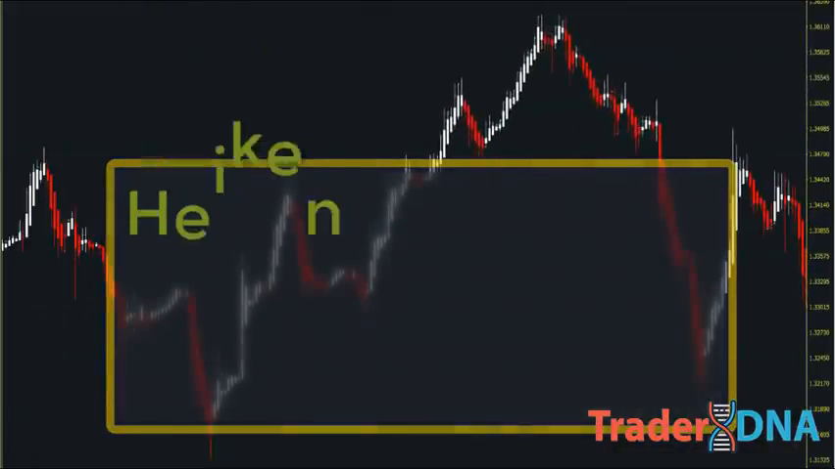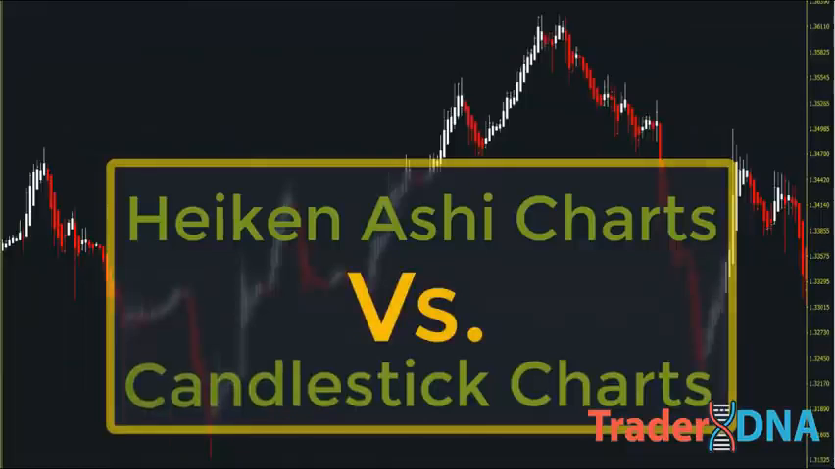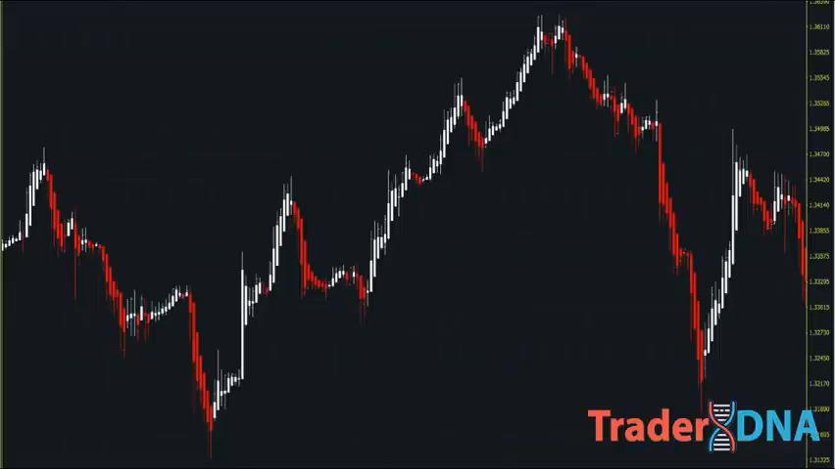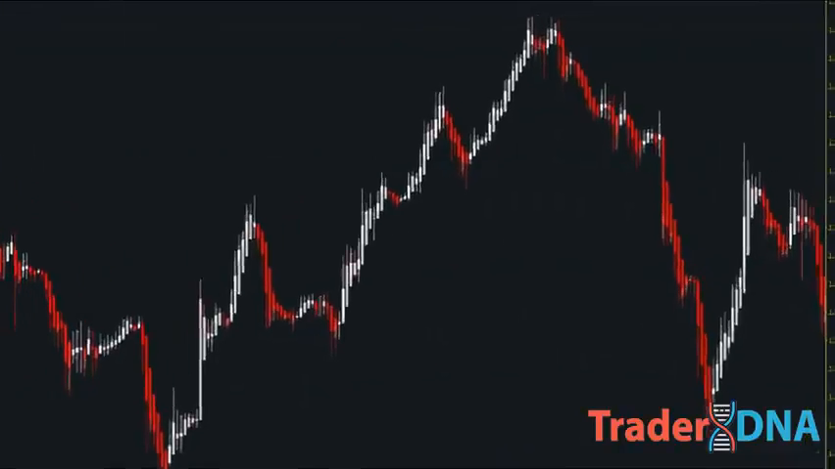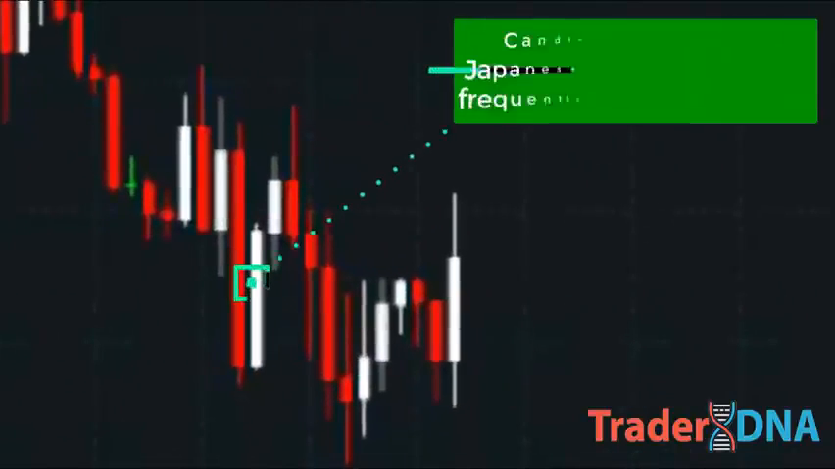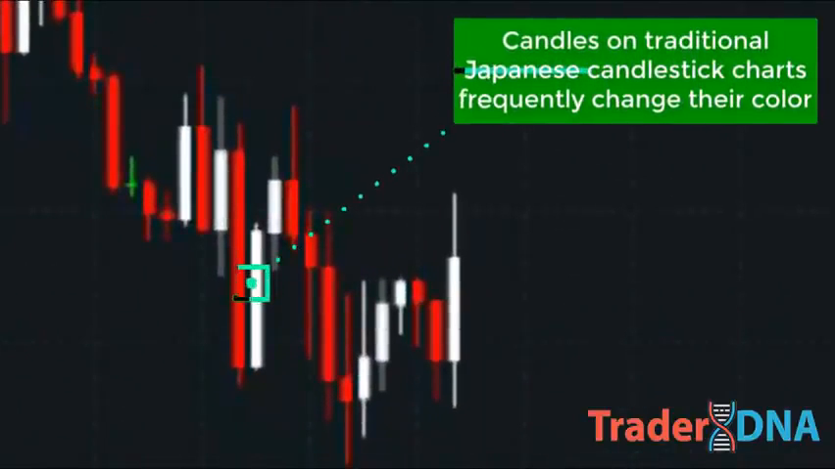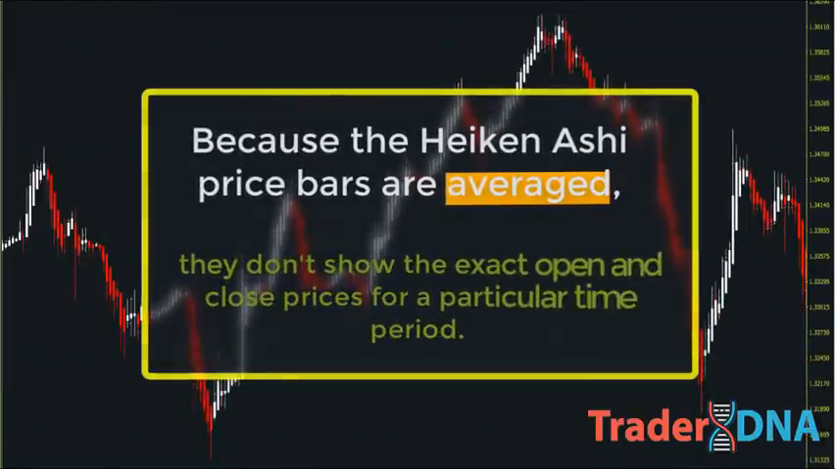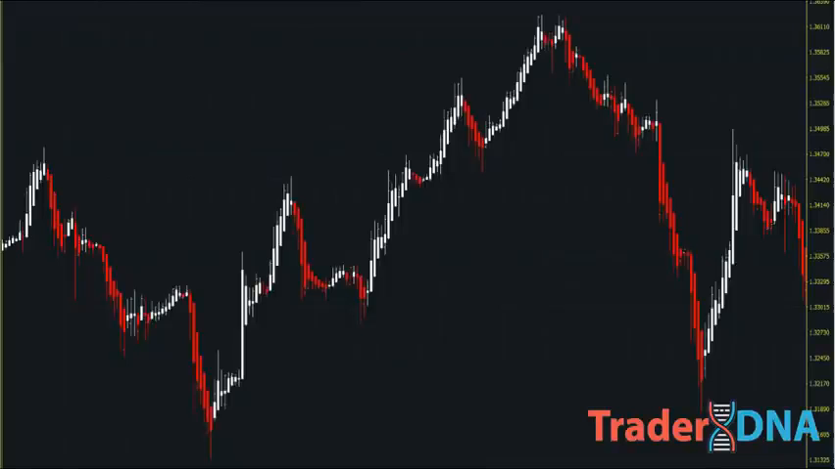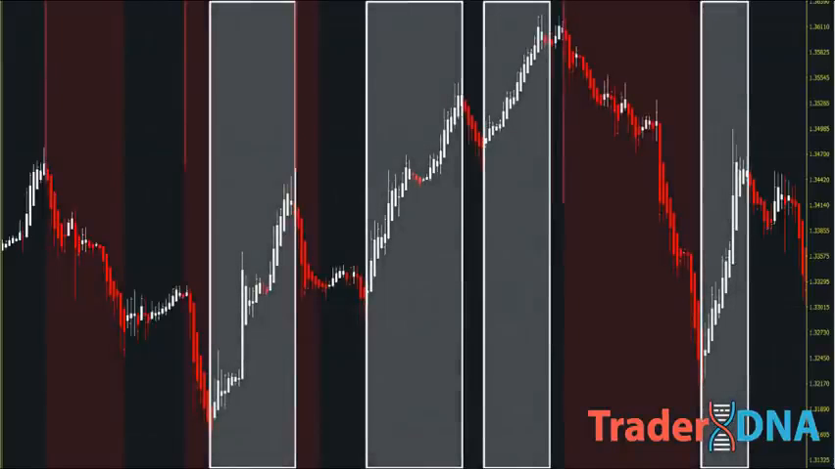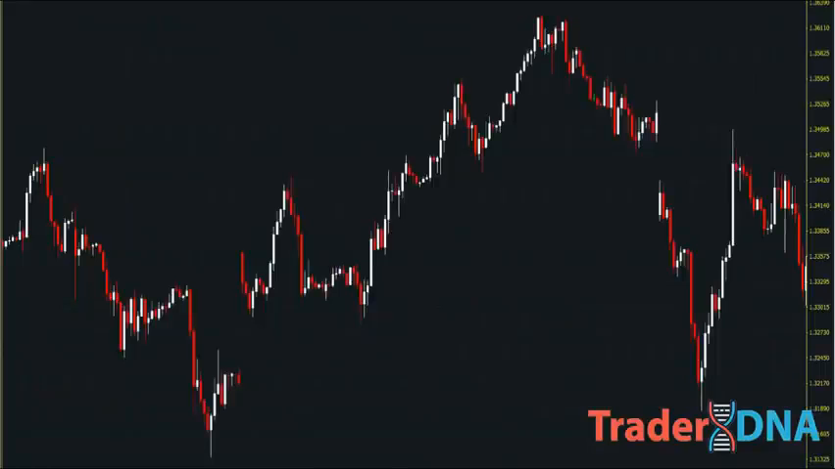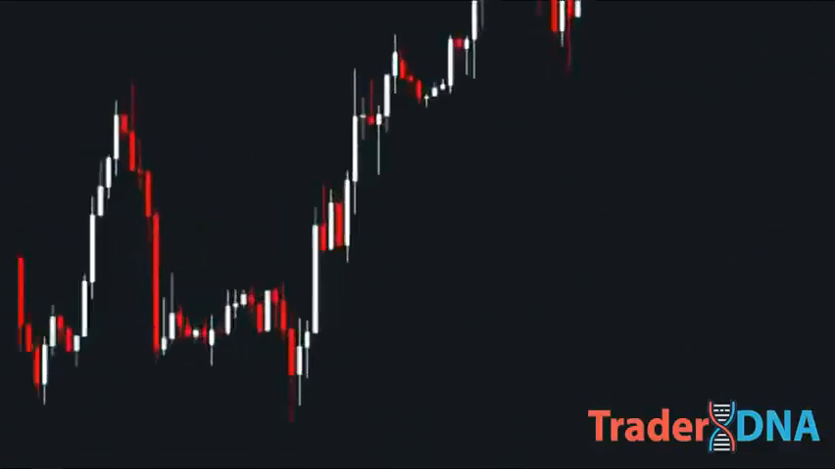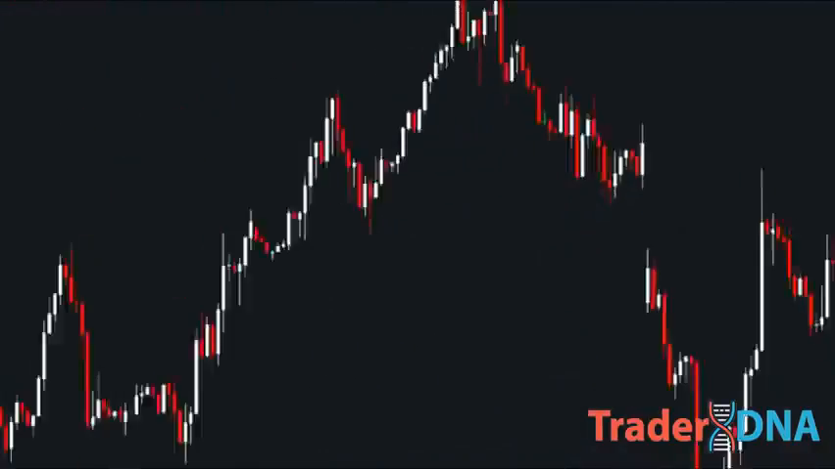The main difference between Heiken Ashi charts and traditional candlestick charts is that Heiken Ashi charts average the price moves, creating a smoother appearance, helping traders to identify past price movements more easily. On the other hand, candles on traditional Japanese candlestick charts frequently change their color, which can make them difficult to read. Because the Heiken Ashi price bars are averaged, they don't show the exact open and close prices for a particular time period. You'll notice that Heiken Ashi charts have a tendency for their candles to stay white during an uptrend and stay red during a downtrend. This is in contrast to traditional Japanese candlesticks that alternate color even if the price is moving strongly in one direction.